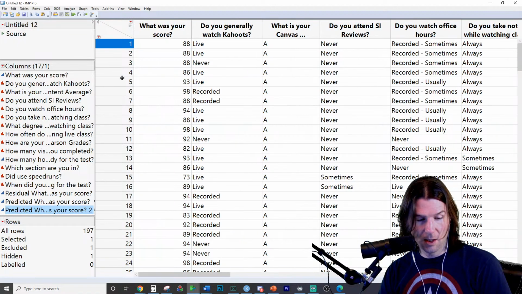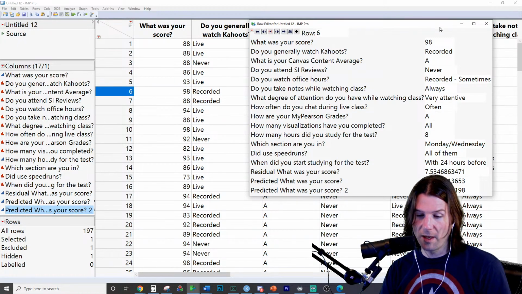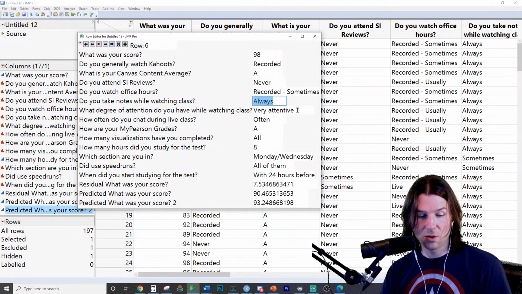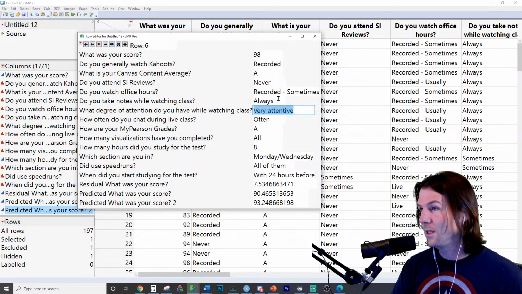Like this person right here made a 98, and the formula they followed is, do you watch Kahoots? They watch them recorded. They have an A there. They watch recorded office hours. They always take notes during class, and they're always very attentive. These two things I think are not showing up by chance.